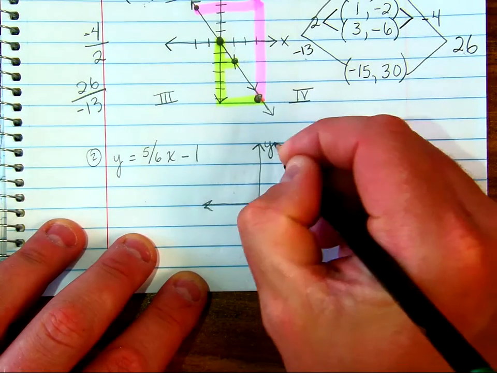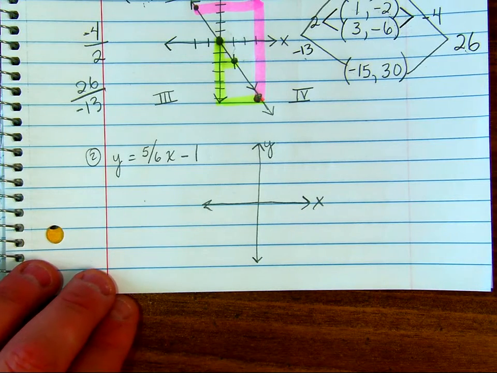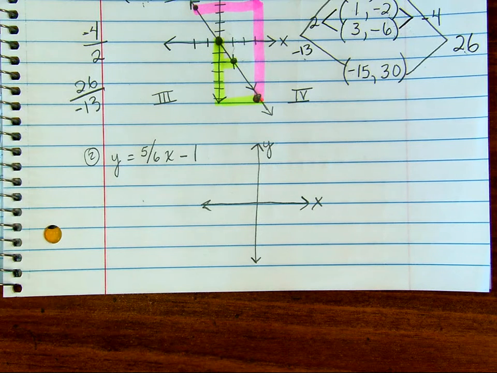All right, so for our second linear function, we have y equals 5/6 x minus 1. We need to determine our starting position, which is our y-intercept. It's where the line crosses the y-axis. Veronica, what do you think? 0. Do you know why? Why would you choose 0?